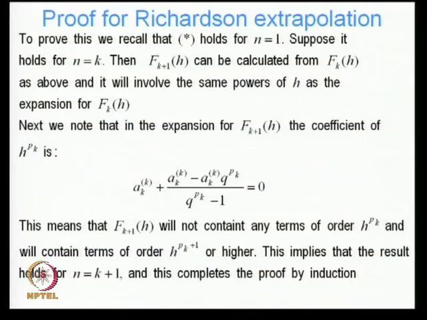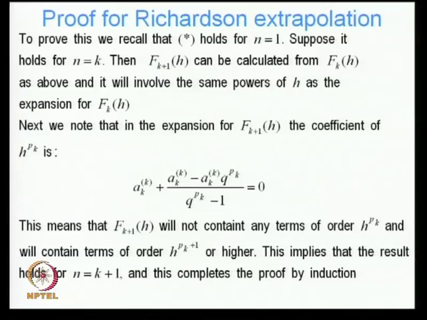So, that means that every time I do this, I annihilate more and more terms. This means that Fk plus 1 of H will not contain any terms of order H to the power Pk and will contain terms of H to the power Pk plus 1 or higher. This implies that the result holds for n equal to k plus 1, and this completes the proof by induction.